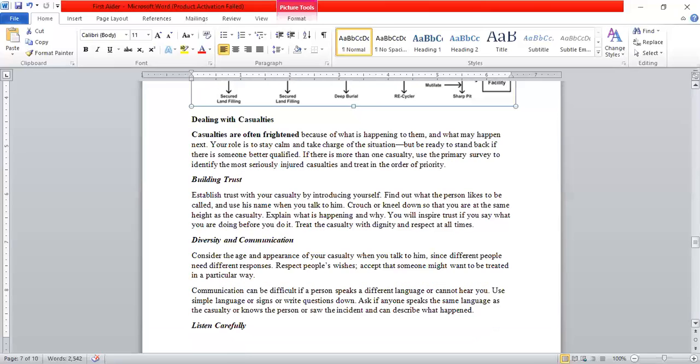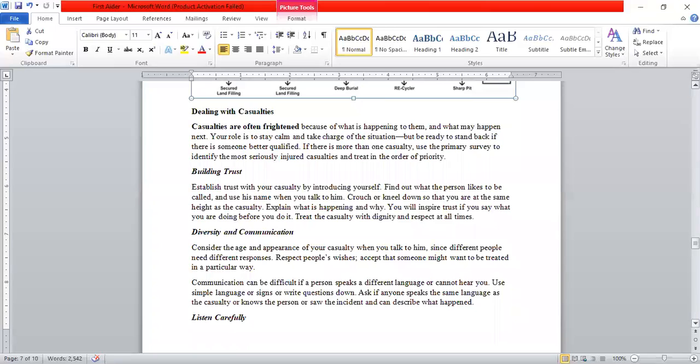A few key things that you need to note: one, it's about building trust. You need to establish trust between you and the casualty. First, you introduce yourself. The second thing, you need to know the name of the person you're handling, so that you address them by his or her name. Another thing, you can kneel down to ensure that you're on the same level as the casualty. Then explain what is happening.